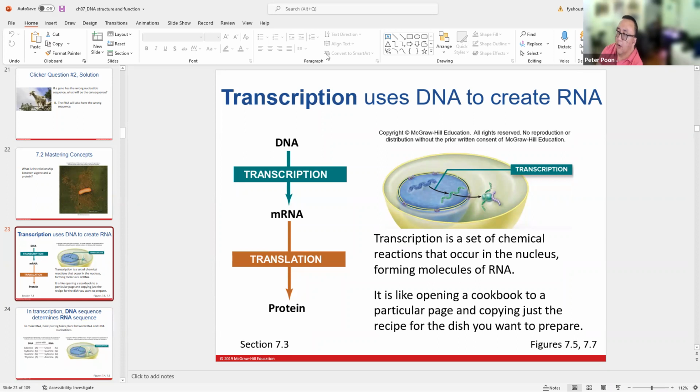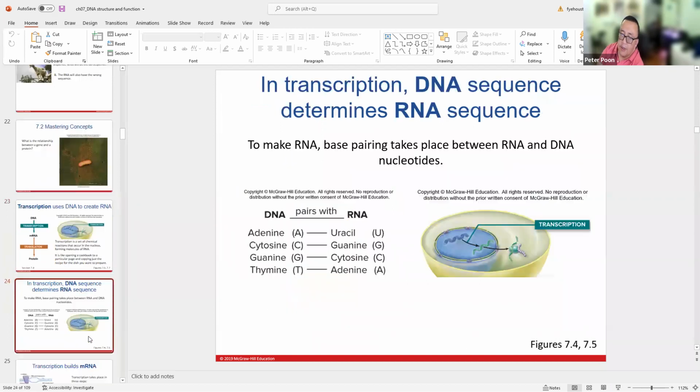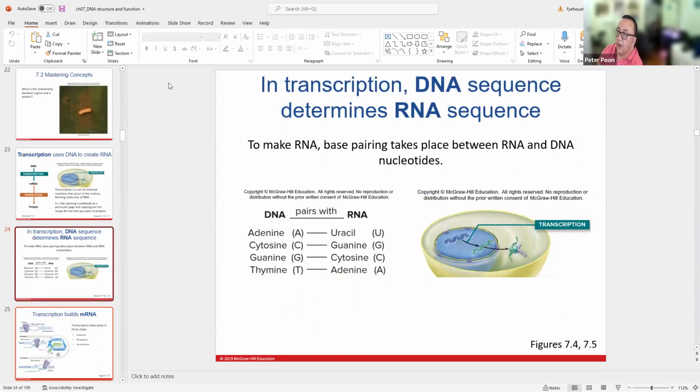Transcription uses DNA to create mRNA. So let's look at how it works. The DNA is in A's, G's, C's, and T's. A's bind with U's in RNA, C's bind with G's, G's bind with C's, and T's bind with A's.